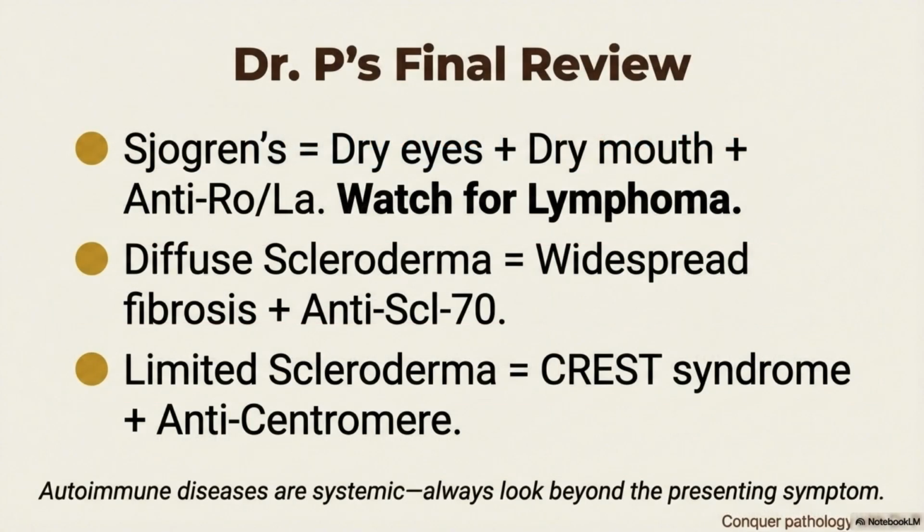So here's your final review. Snapshot this for exam. Sjogren's is dry eyes, dry mouth, anti-Ro and La, and watch for lymphoma. Diffuse scleroderma, widespread fibrosis plus anti-SCL70. Limited scleroderma, CREST syndrome plus anti-centromere.